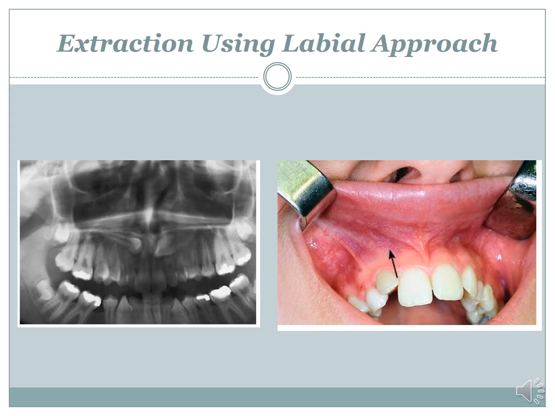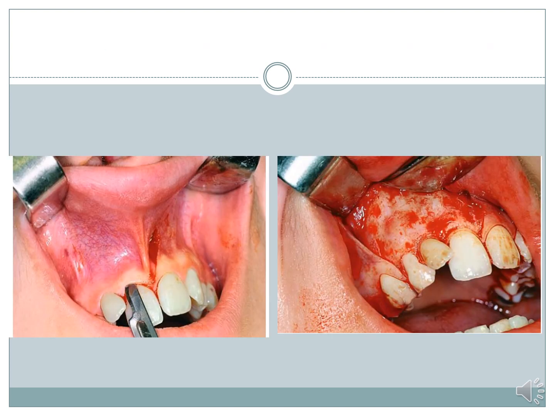So this is extraction of a labially impacted canine. You can see the canine from the OPG, and you can see it from the clinical picture. Here you cannot see the bulge; this is a palpatory finding. So when you palpate it, you can feel the bulge.